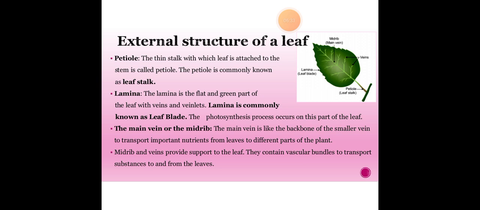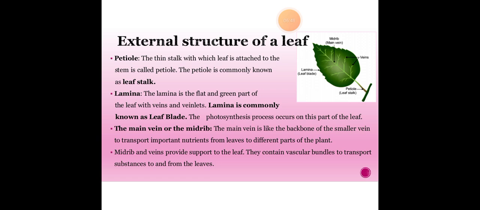Then the photosynthesis process occurs on this part of the green leaf. Here you can see this lamina. So the photosynthesis process is done on the lamina. This is the part in which photosynthesis is done.